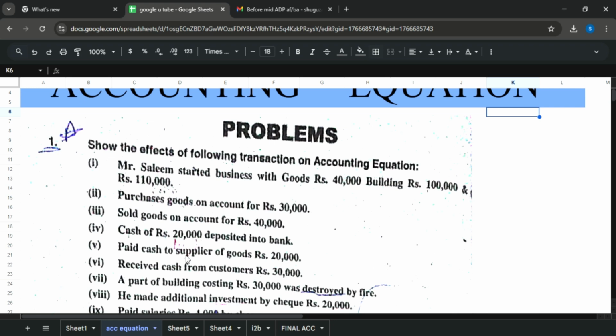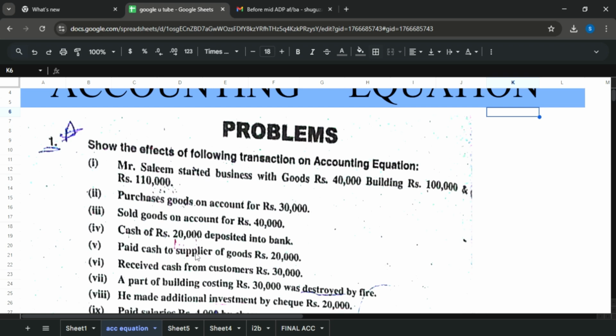Paid cash to supplier of goods. Look at here. Purchase goods on account. We have purchased goods on credit. Now at number 5, we have paid that cash. We have bought those goods on credit worth rupees 30,000. Out of this 30,000, only 20,000 we have paid.